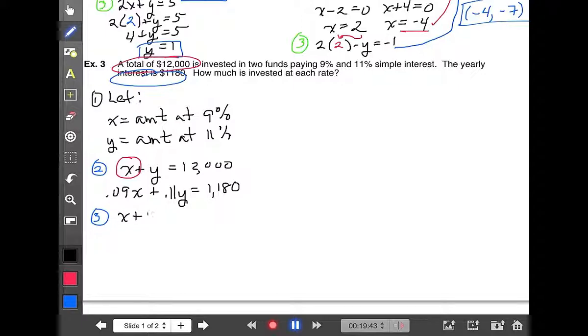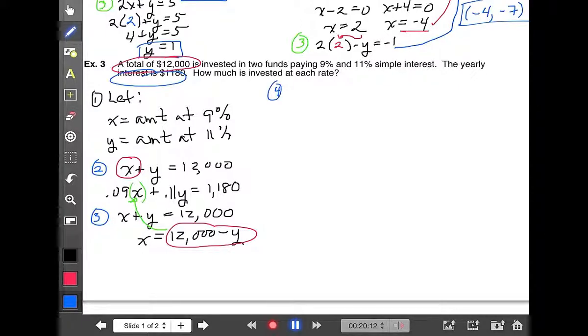So x plus y equals 12,000. If I get x by itself, don't you just subtract y? So x is equal to 12,000 minus y. So we're going to take that amount and we are going to plug it into, or substitute it into, the other equation's x value. So that's going to be our step 4.